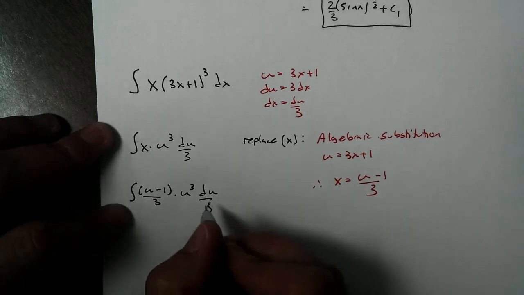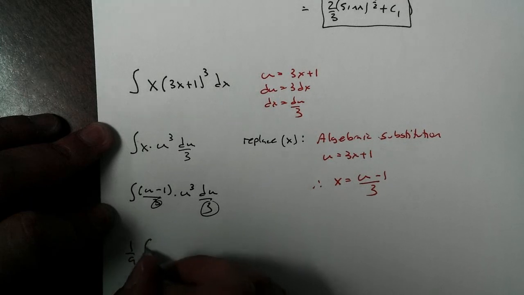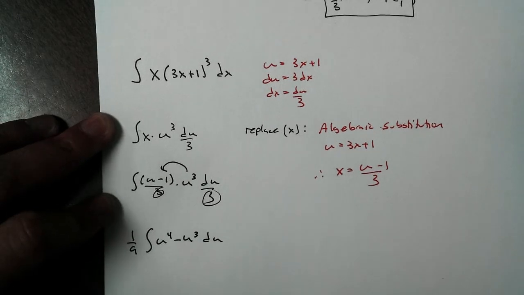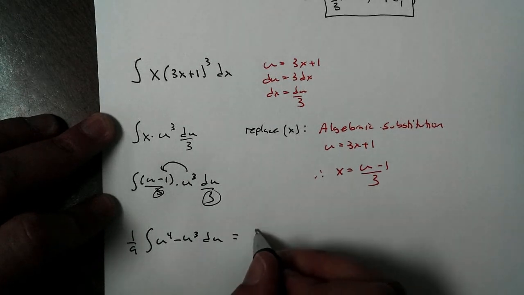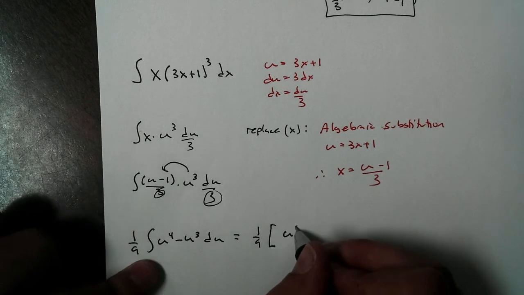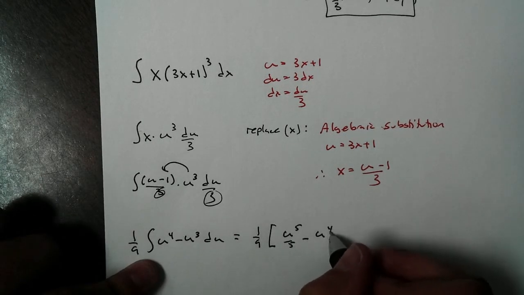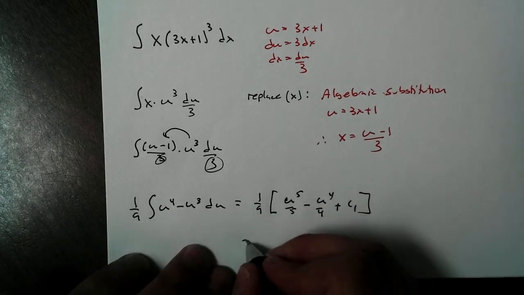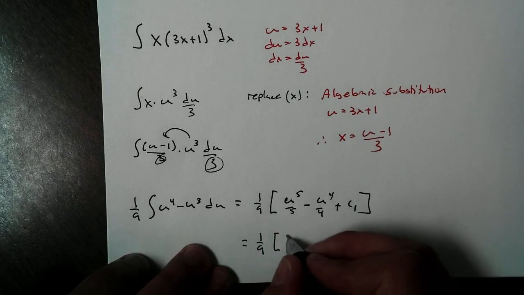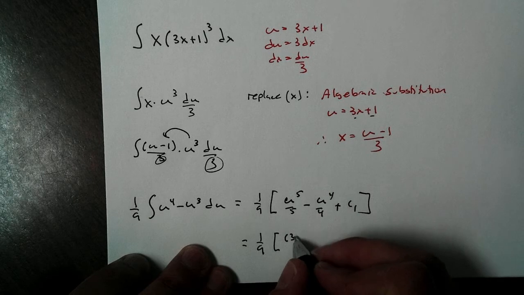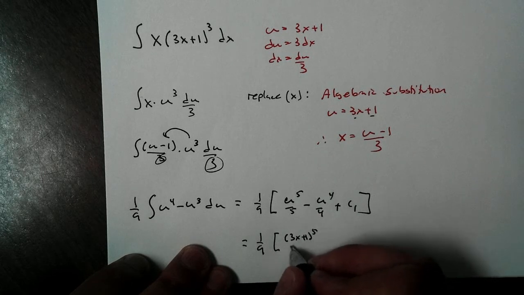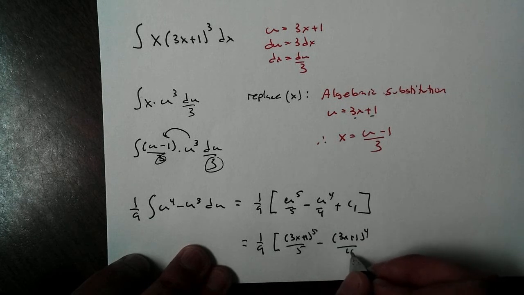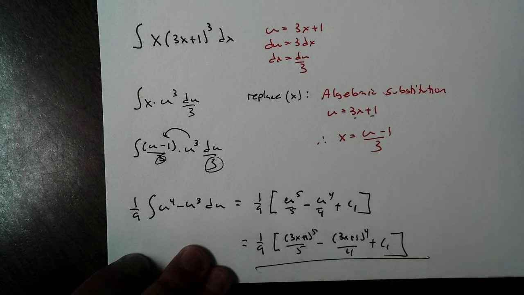I have two constants. I can factor both of these out to give me 1/9. And I'm going to distribute u cubed: u to the 4th minus u cubed du. And for my final answer, we get 1/9, keep it simple, u to the 5th over 5 minus u to the 4th over 4 plus c1. And now my last step is I'm going to replace my u. So we get 1/9 u to the 5th. Well, u was just 3x plus 1, to the 5th over 5 minus 3x plus 1 to the 4th over 4 plus c1. You don't have to distribute, just leave it alone.